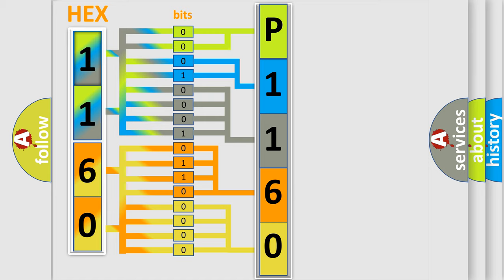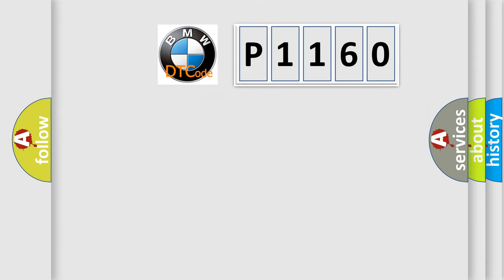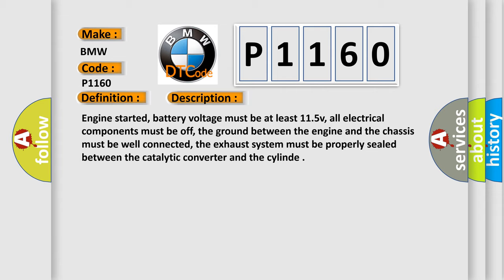We now know in what way the diagnostic tool translates the received information into a more comprehensible format. The number itself does not make sense to us if we cannot assign information to what it actually expresses. So, what does the Diagnostic Trouble Code P1160 specifically mean for BMW? The basic definition is fuel trim system 2 rich bank 1. And now this is a short description of this DTC code.